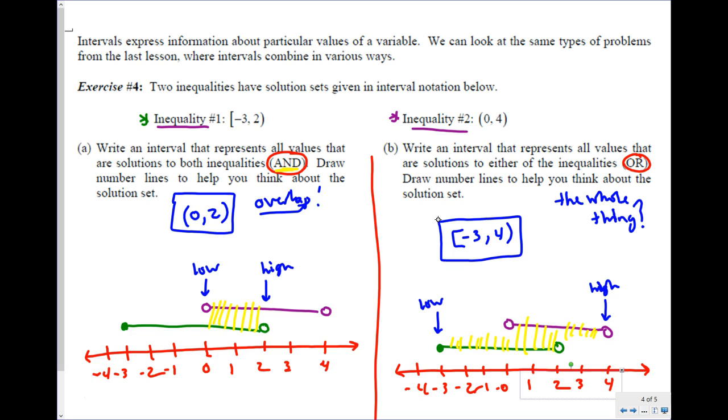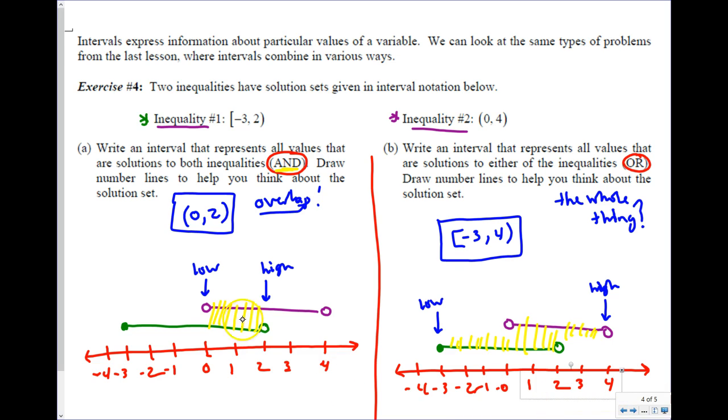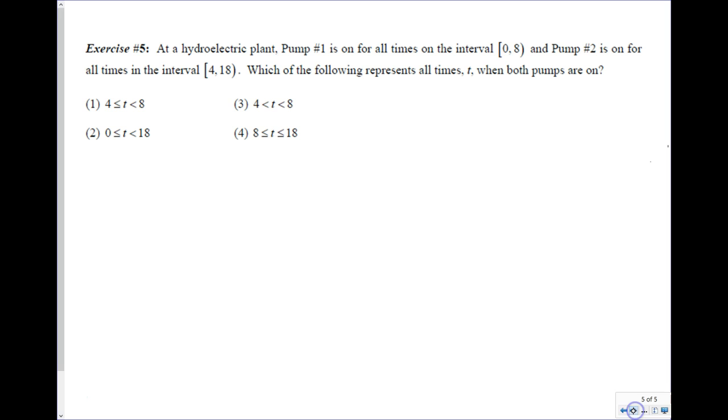Alright? Finally, let's look at this last exercise, the multiple choice problem. At a hydroelectric plant, pump number 1 is on for all times in the interval 0 to 8, and pump number 2 is on for all times in the interval of 4 to 18. Which of the following represents all times when both pumps are on? Now the first thing I'm going to do to try to solve this problem is draw a number line like I did for this problem, because this problem really helped me look at the overlap. This problem is saying when both pumps are on, so I know that I'm looking for that overlap.